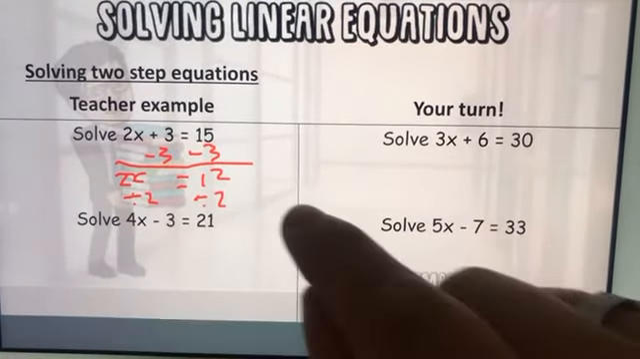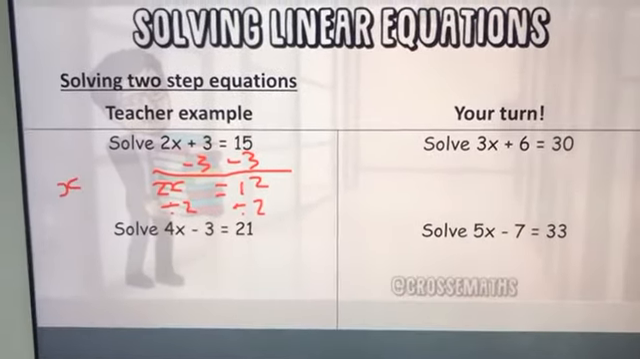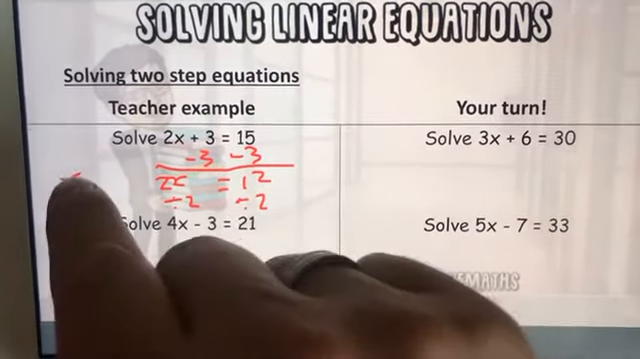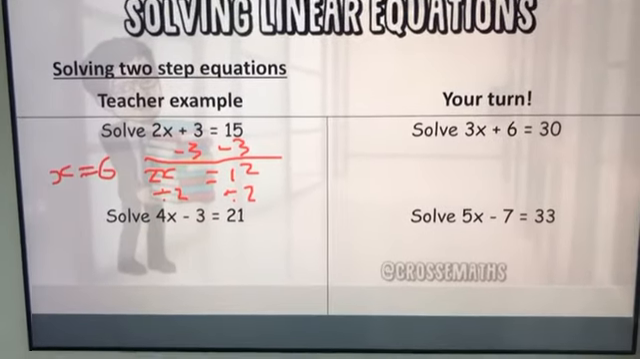If I divide this side by 2, I get x. I'm going to put that over here. If I divide this side by 2, I get 6. So x equals 6. Just run out of room on that one.